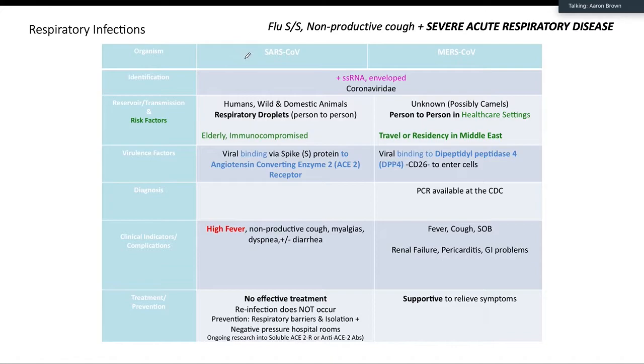More severe acute respiratory diseases are our SARS virus and our MERS virus. These are both part of the Coronaviridae family. SARS can be found in wild domestic animals. The risk is going to be elderly or immunocompromised. We have some virulence factors here, including a protein that inhibits the ACE receptor. Okay, that's pretty unusual. What do we look for?